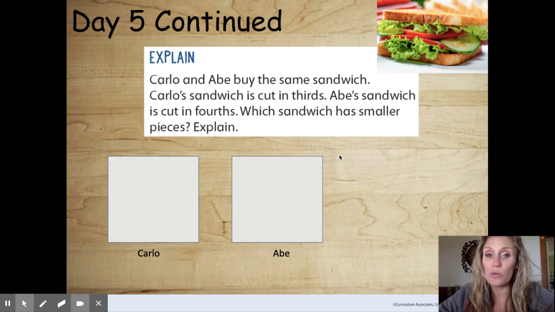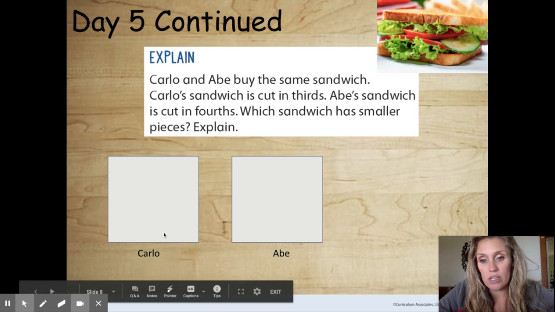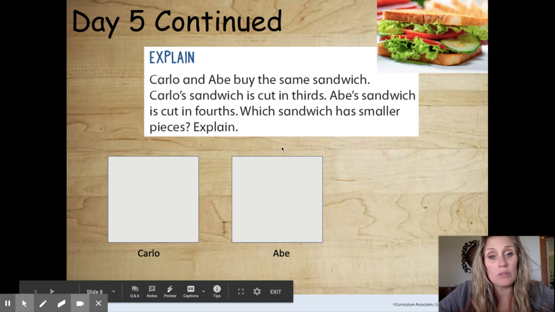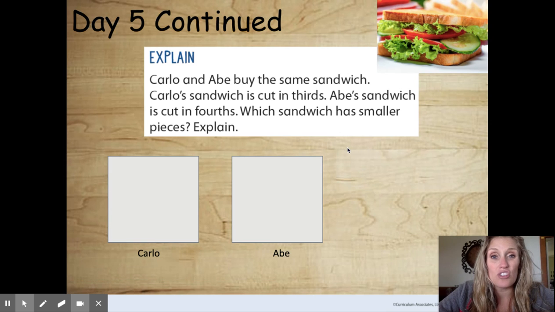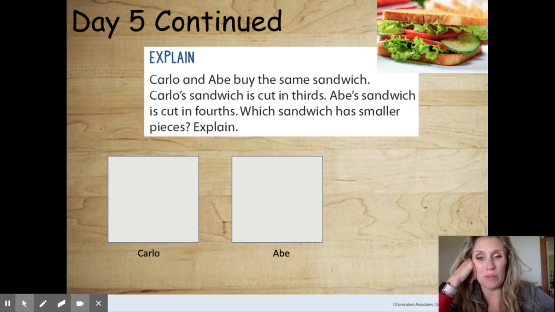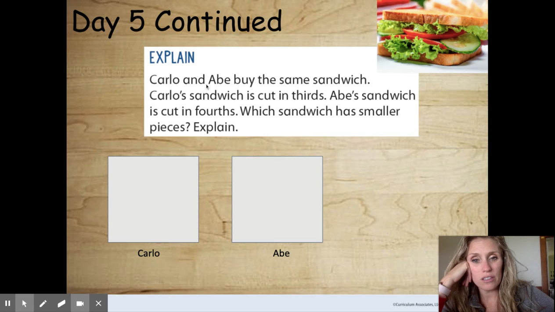And I already did a little work. I went ahead and made what I kind of could picture as 2 sandwiches. I gave them each like a square sandwich. There's Carlo's and Abe's. So at home, if you want to grab a sheet of paper and do the same thing, I kind of just stopped and jotted my thinking so I could kind of see and decide what the answer should be. Because what is the problem asking? Which sandwich has smaller pieces? It's probably important to remember how each of their sandwiches is cut. So if we look, Carlo's sandwich is cut in thirds.